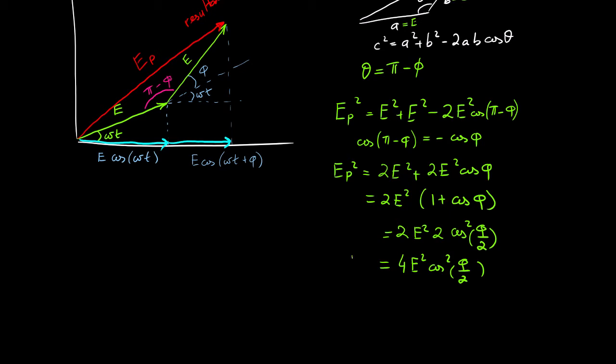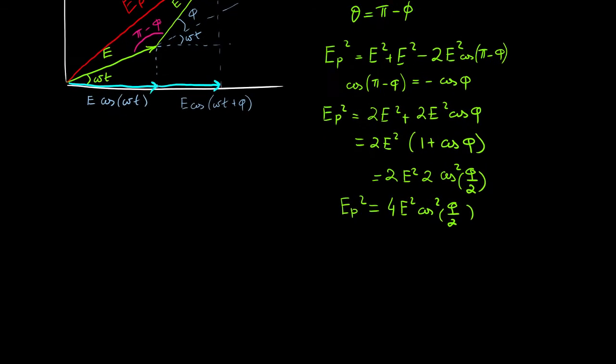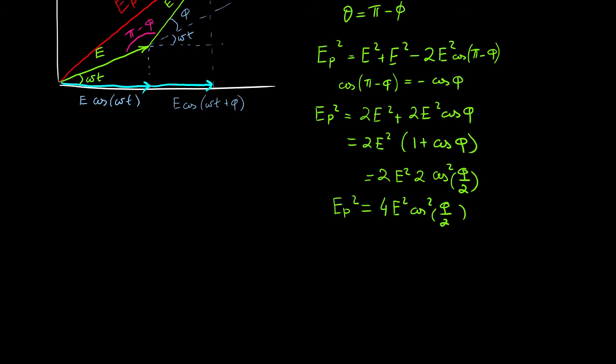So let's recall that on the left side we had EP squared, and if we take the square root of both sides, I will have EP equals 2E times the absolute value of cosine of phi over 2.